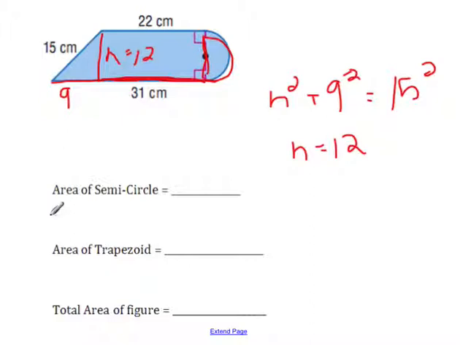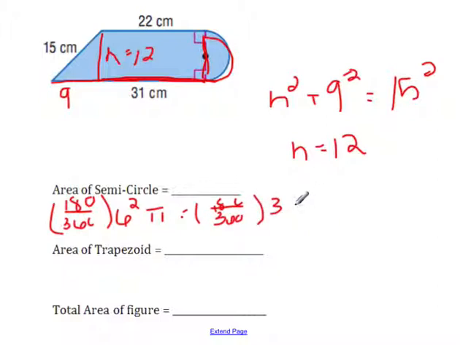So to get the area of the semicircle, again, we're going to have 180 divided by 360, because a semicircle is always 180 degrees, times my radius. Now my radius is half of my diameter, so my radius is 6 squared times pi. So I have 180 divided by 360 times 36 pi. And then I can go ahead and punch that into my calculator to see what I get. Well, when I punch that into my calculator, I end up getting 56.55 centimeters squared.